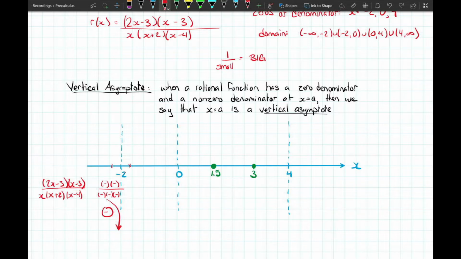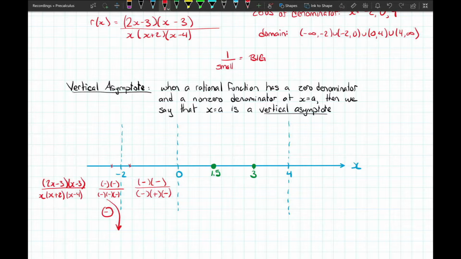Now, between -2 and 0, we can pick a number close to -2, but just slightly larger. But actually, any value between 0 and -2 will always have the same sign. There's no way that this function is going to change from being positive to negative or negative to positive without at least having an x-intercept somewhere in here. So we can pick any number between 0 and -2, and again, try finding the sign of each factor so that we can determine the behavior of our function.